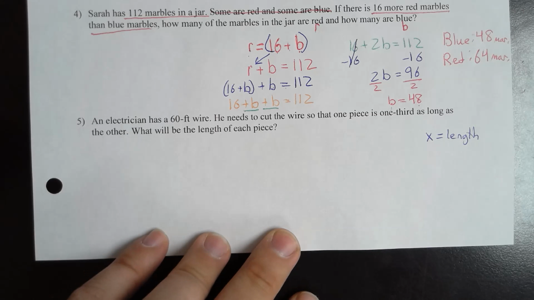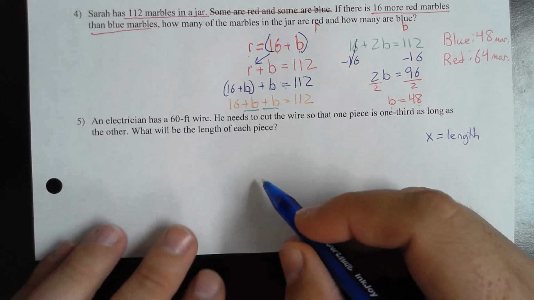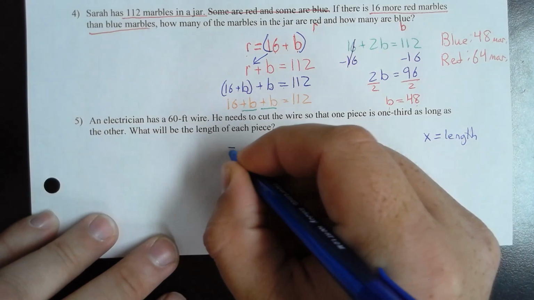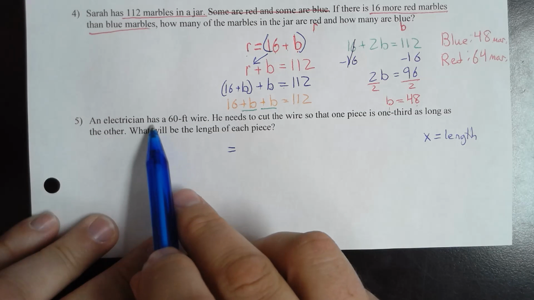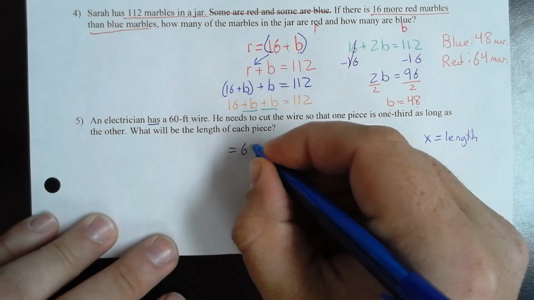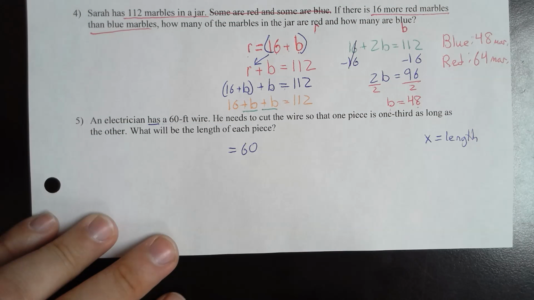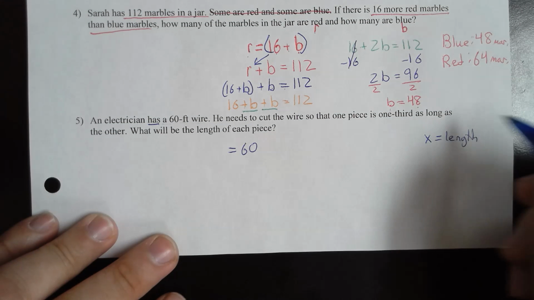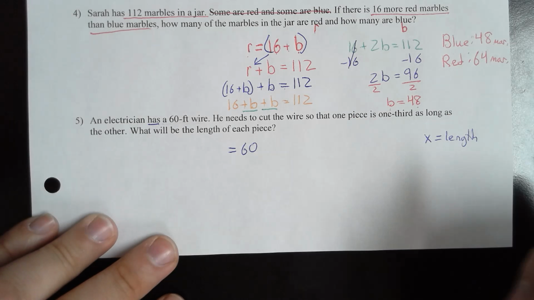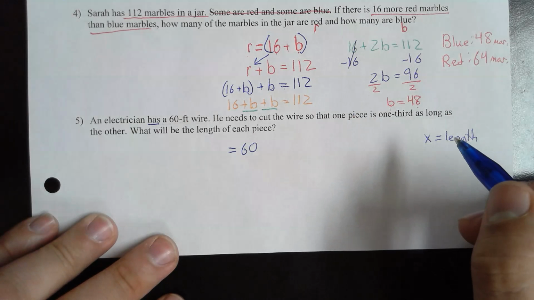So let me ask you this. What do my two pieces need to add up to be? 60. Okay? So I know that whatever they are, they need to add up to be 60 feet. He has 60 foot of wire. Equals 60. Okay? What's the length of one wire? Okay, 1/3 what? Okay, so one wire will be X.